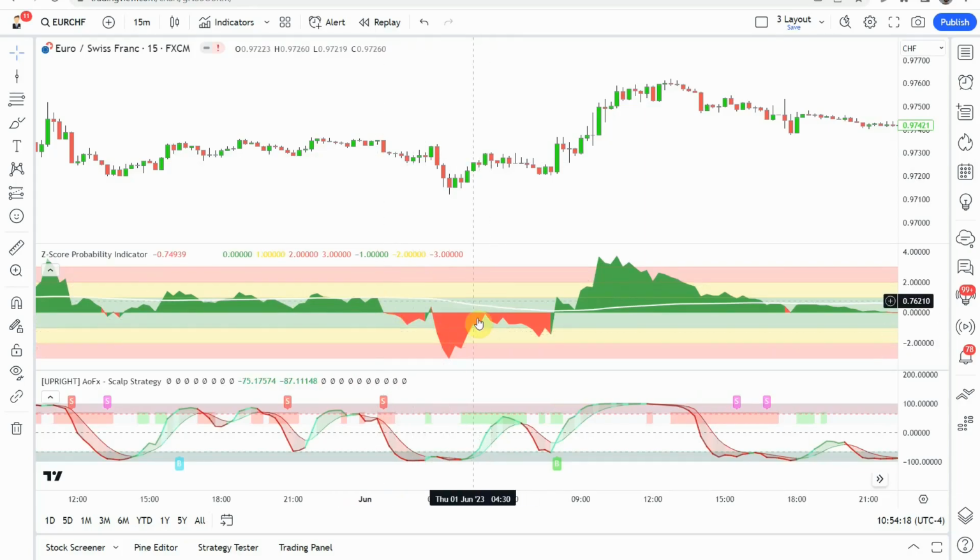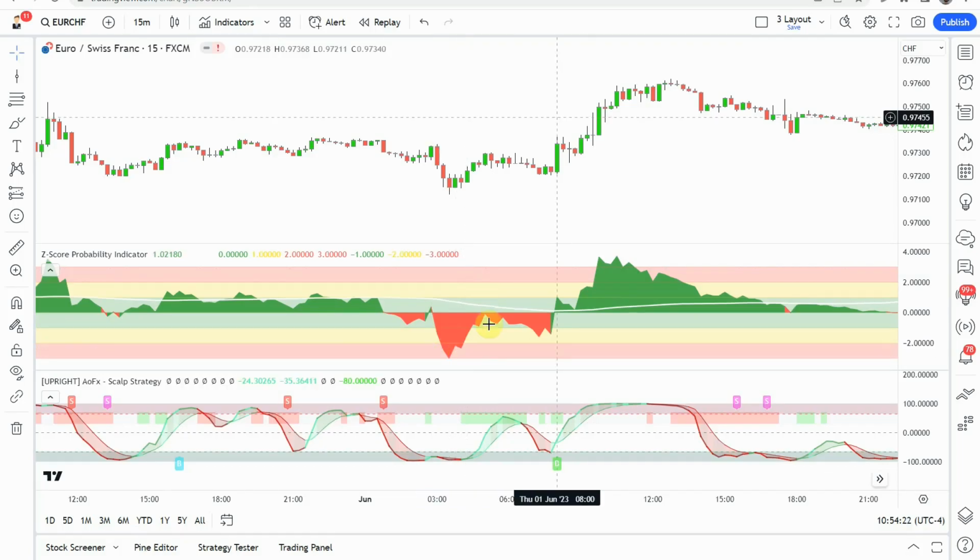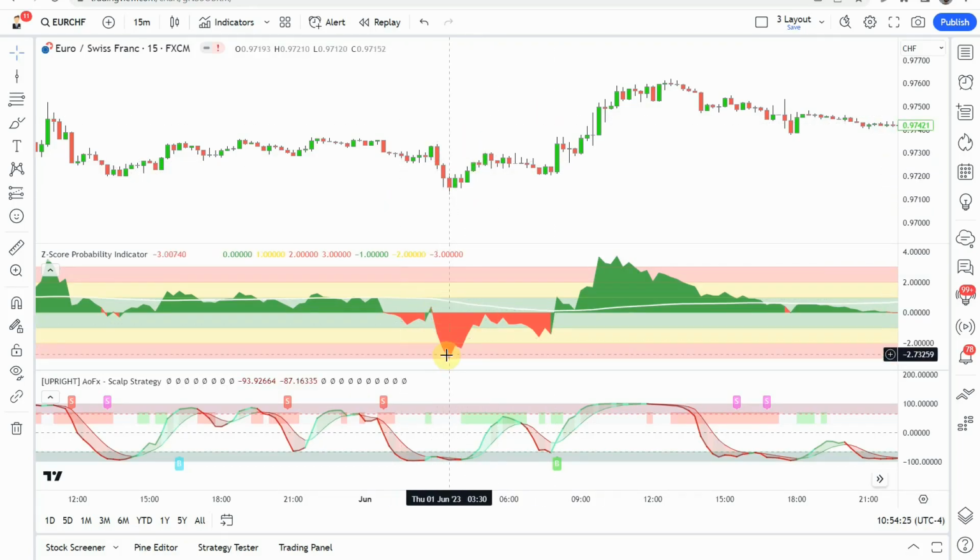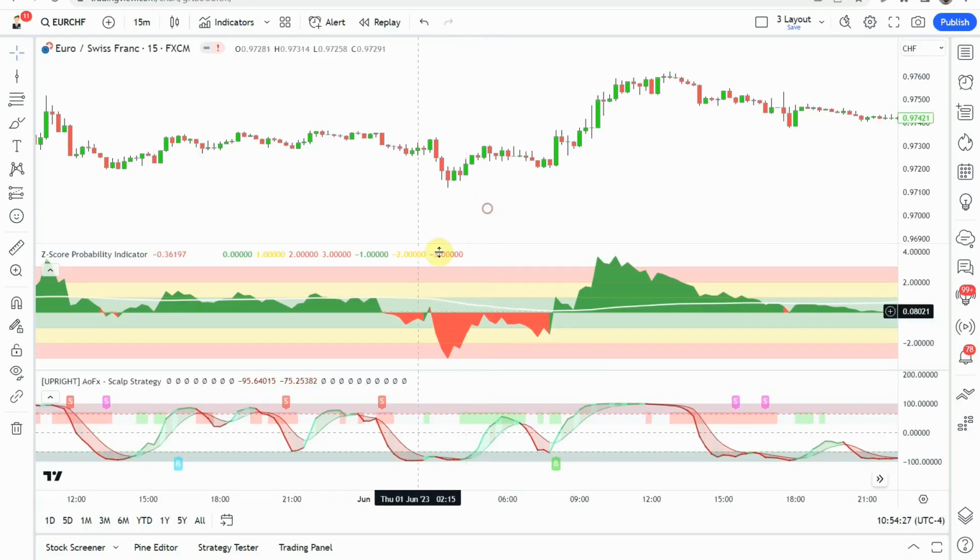And the farther deviation there is, the more likely we're going to see a return to the average, or a return to the mean. And so what we're looking for is when the Z-score indicator, the background here, spikes out into the farther reaches of the indicator. In the last strategy video, we looked for it to stretch out into the red zone, and then we would look for a signal on the Academy of Forex scalping indicator.